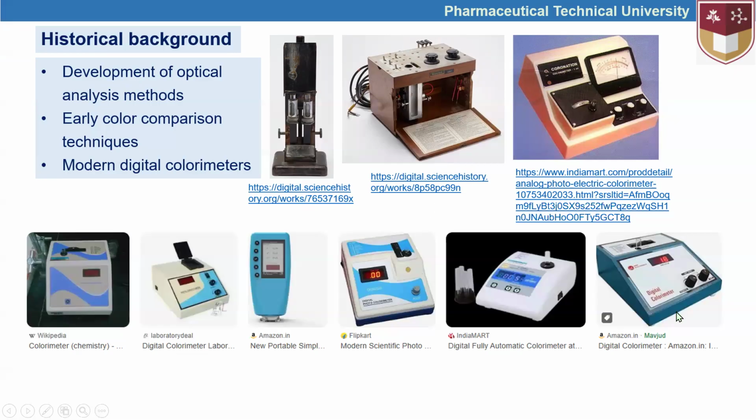I mean, this kind of displays are used today in modern colorimeters. And today we even have this kind of portable, simplified colorimeters that can be used in agriculture, in environmental studies, and some other disciplines of research.